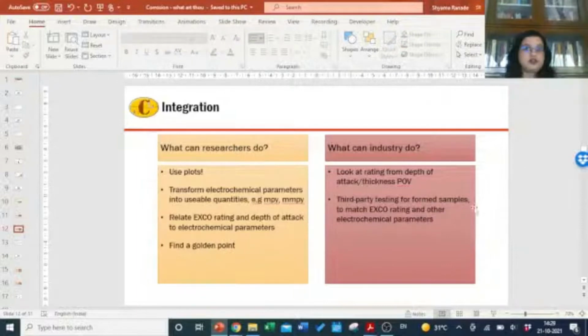Now, if you are an industry person, I am speaking from experience, I know that you will not really have the time to go into all this. But it is my suggestion that it is usually possible to do third party testing for the formed samples, not just the sheets. When you actually make your samples, the entire samples should be tested for exfoliation. If you have a big wing, obviously you can't do that, but if you have smaller samples, or a part of that sample after forming, the forming operation will change the grain structure slightly.